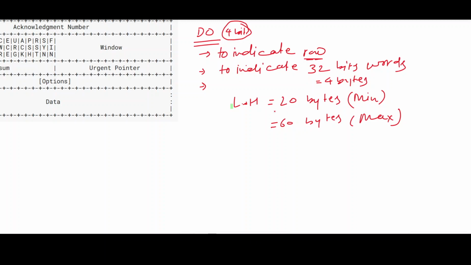How did we cover it? Each row is a collection of 4 bytes, and there are 5 rows, so 5 into 4 is 20 bytes. This 4 is the representation of bytes, and this 5 is the representation of rows. For 60 bytes, we add 40 bytes, which is the option field, meaning variable.